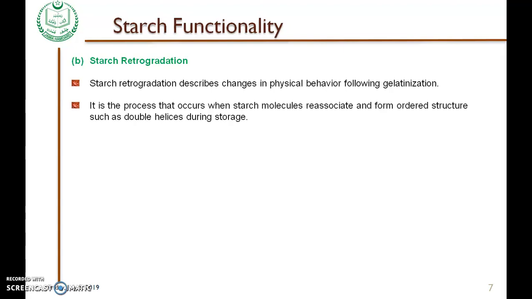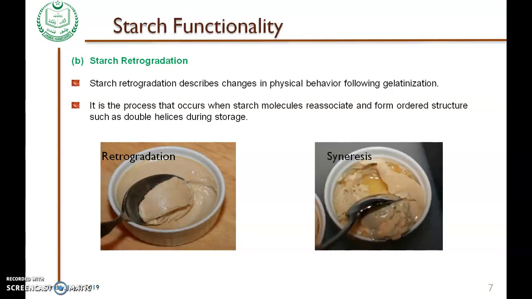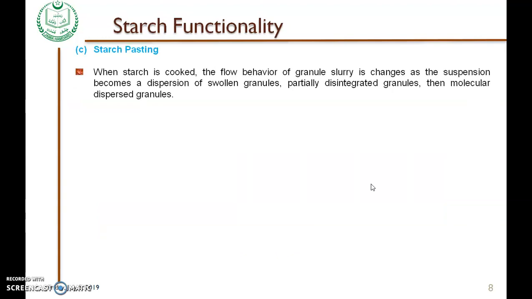So this is what retrogradation is, the process that occurs when starch molecules reassociate and form an ordered structure again. If you buy curd from a shop, this is an example of retrogradated starch. And retrogradation can sometimes lead to expulsion of water from the polymer network, and this process is known as syneresis, and a small amount of water can be seen on the top of the gel. So next is starch pasting.